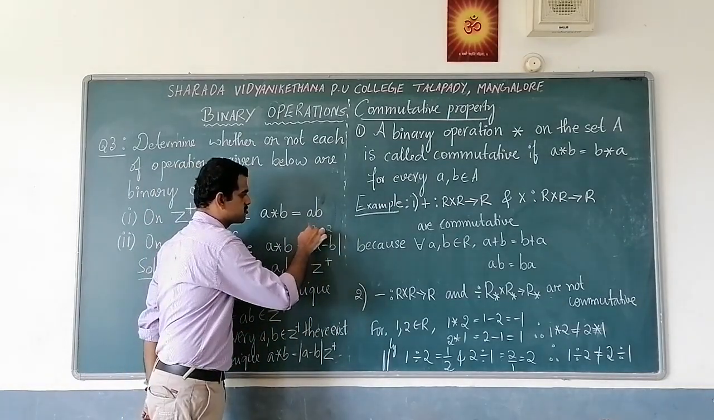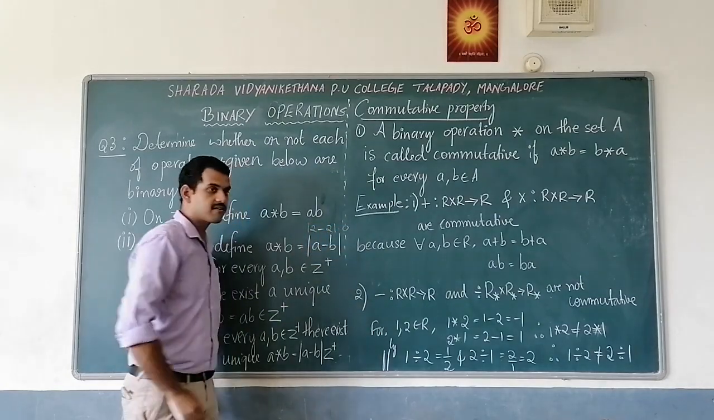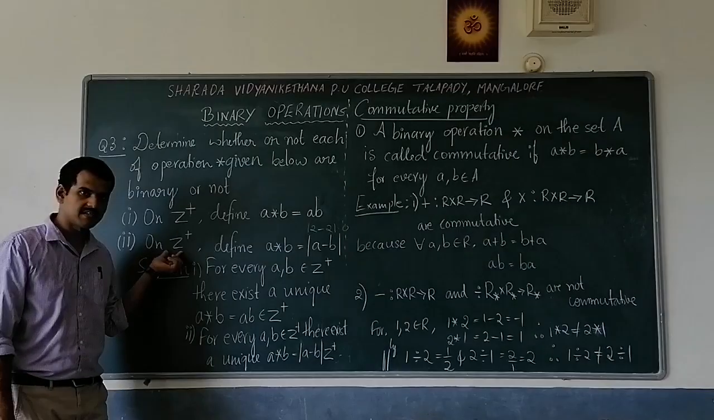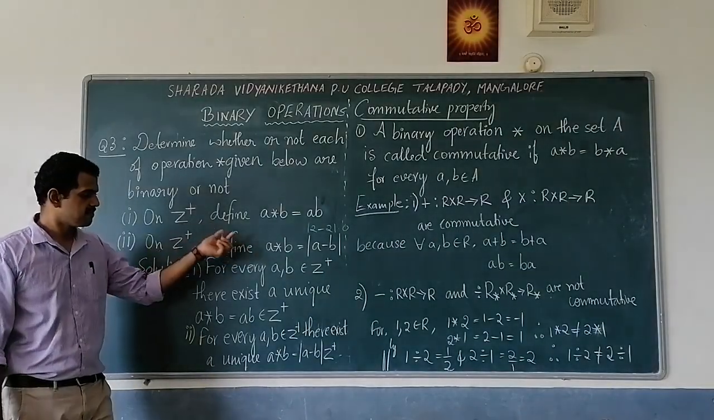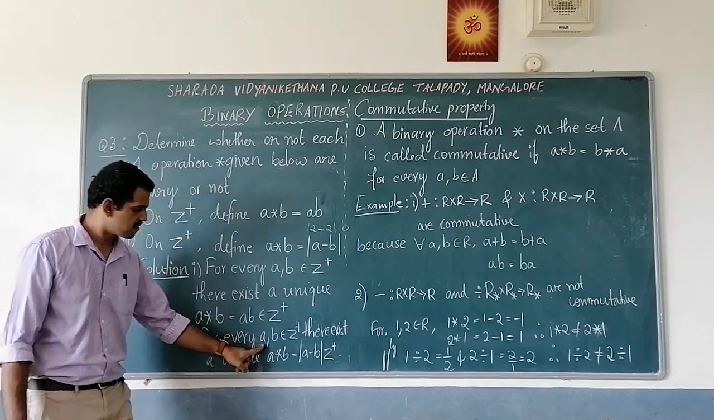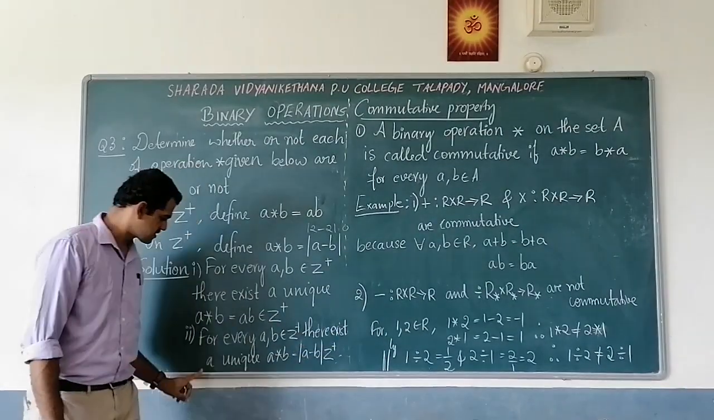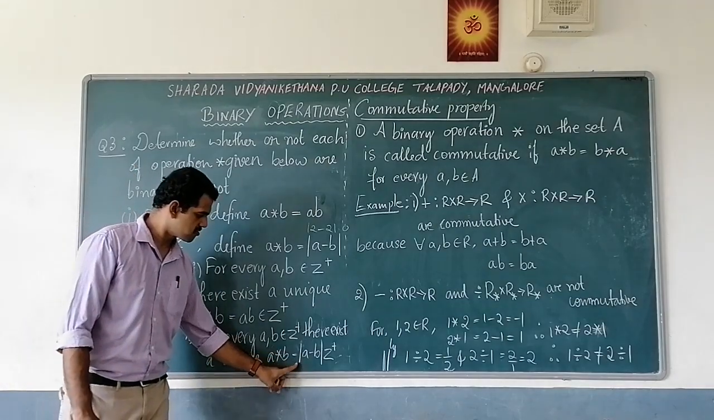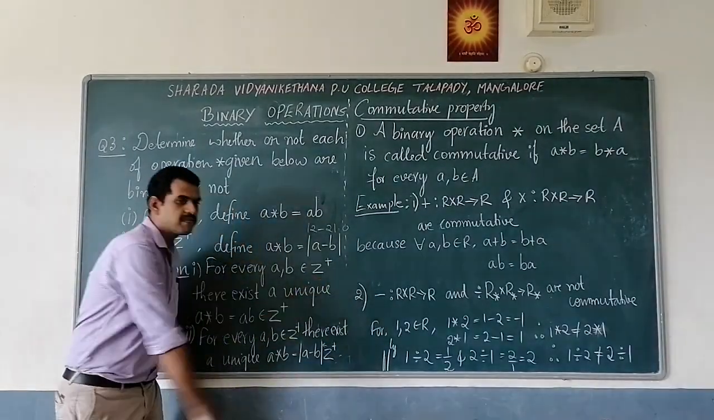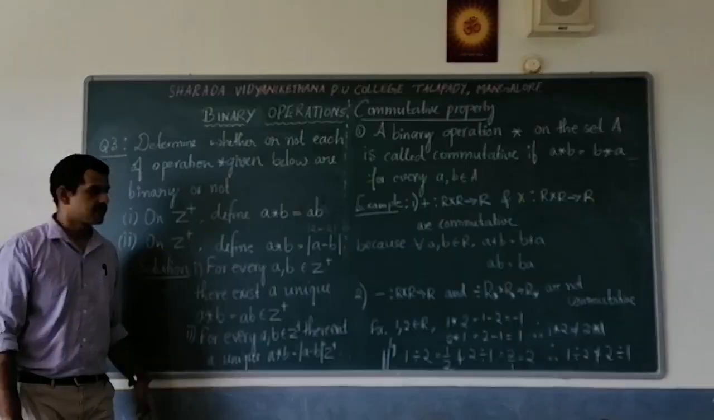2 minus 2 is going to be equal to 0. So if I include that 0 in this Z plus, then it becomes a binary operation. Then I can write the answer like this: for every a comma b belongs to Z plus, there exists a unique a star b equal to mod of a minus b, that again belongs to Z plus.